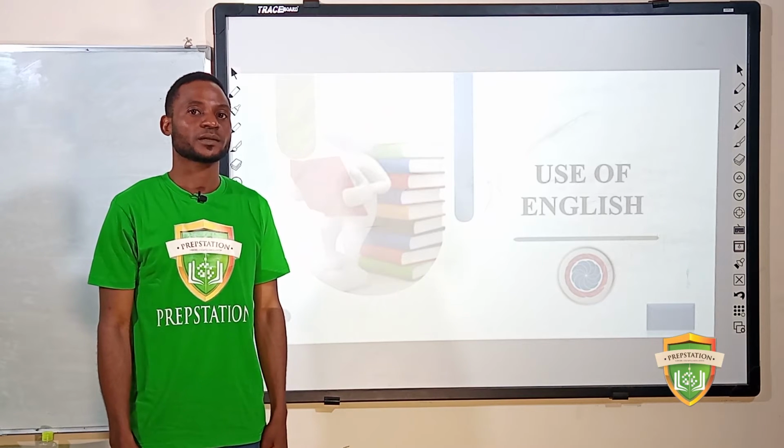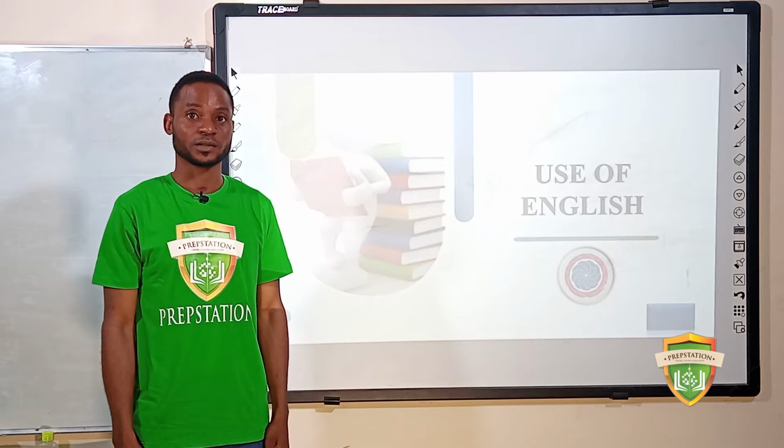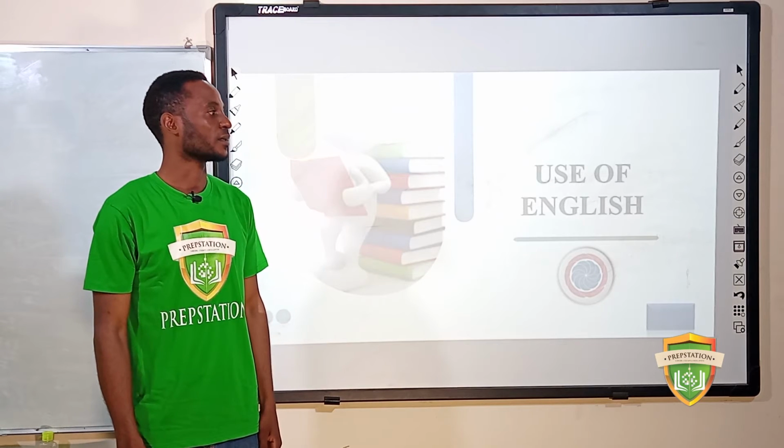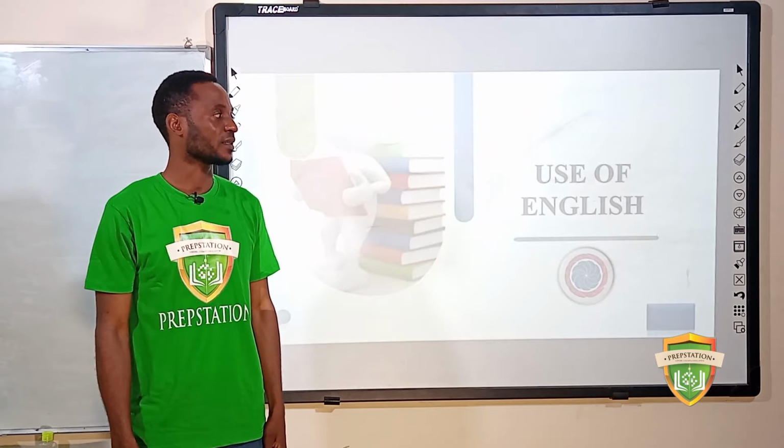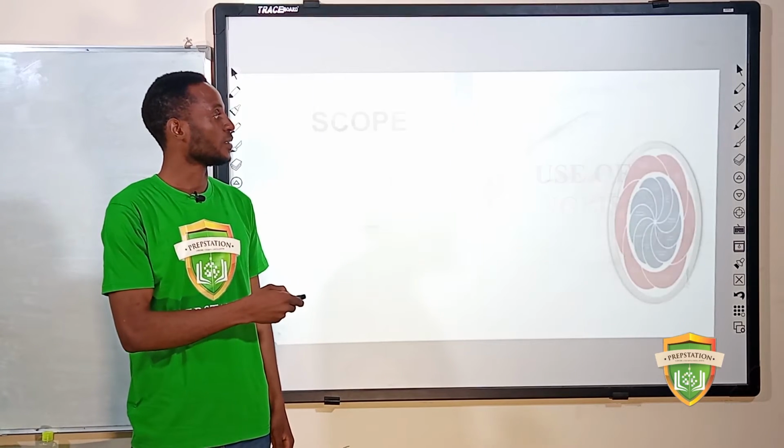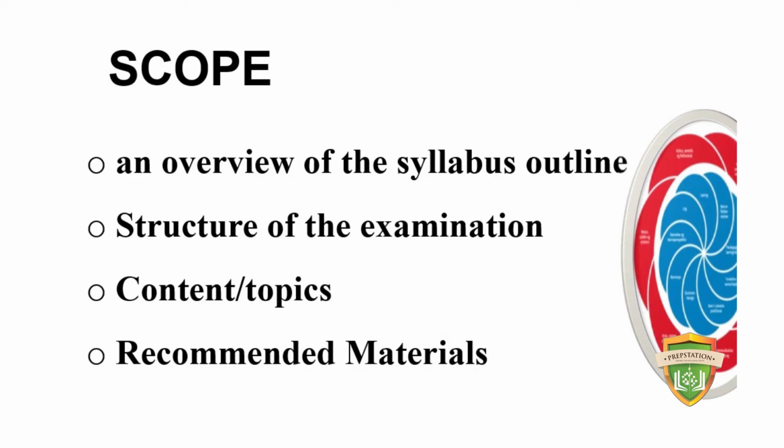We're going to be looking at what it takes to do well in Use of English in your JAMB. We shall be looking at some of the basic things that will assist you in this. In this regard, we have a scope. Our scope is to look at some of the basic things that your exam covers. For instance, we're going to look at an overview of the JAMB Use of English syllabus. We're also going to look at the structure of the exams, and we will also look at the content or the topics that are involved and some of the materials that will help you do well in the exams.